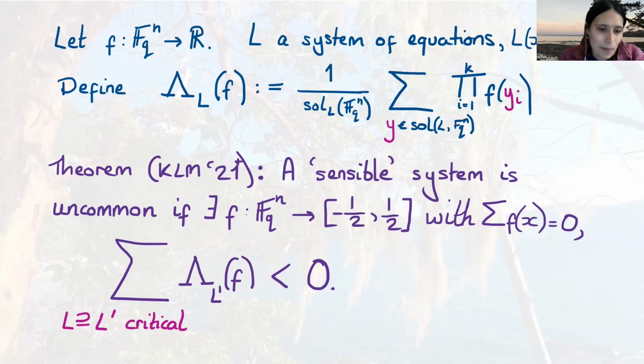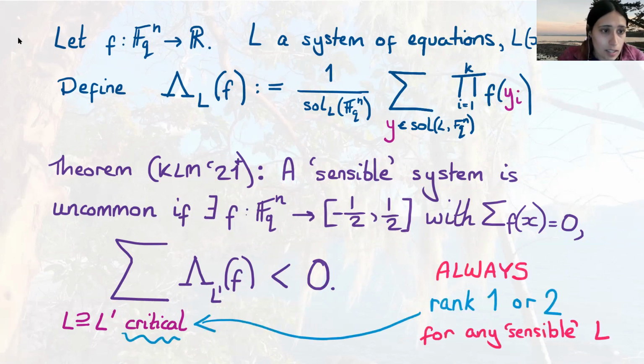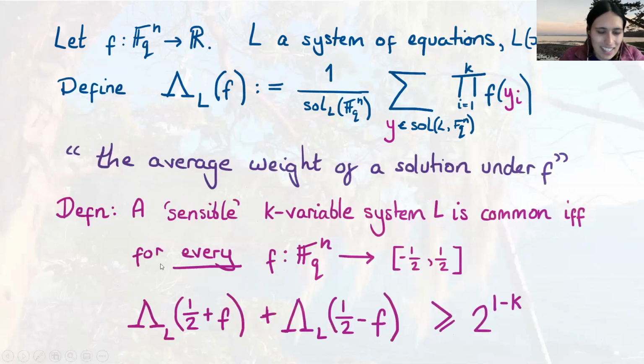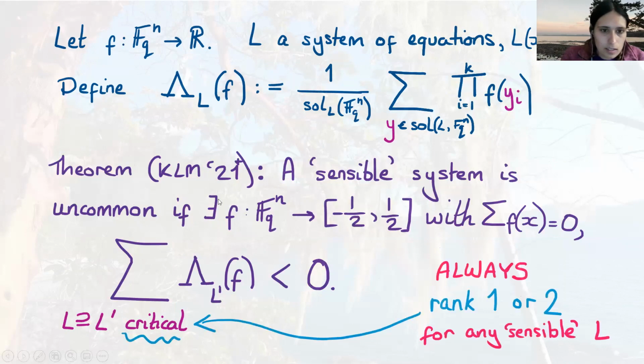Now, why does this help us? Well, the critical subsystems actually always have rank 1 or 2. So this is very nice because, if I go back to this definition, instead of having to understand what this is for a very complex system, this turns the problem into one where we just have to construct a function that does something on these fairly simple subsystems. And we know, as we talked about before, that these systems of single equations are very well understood.